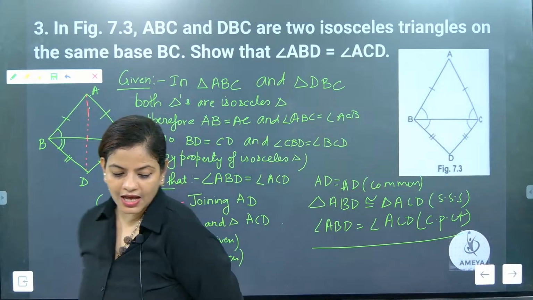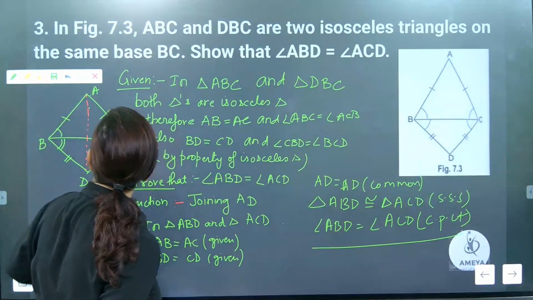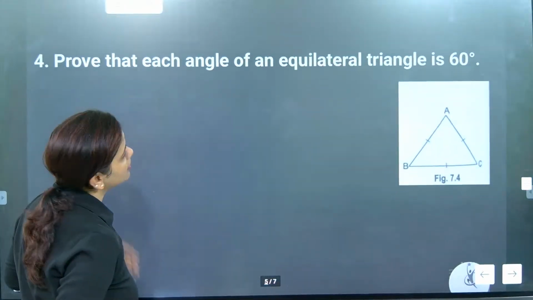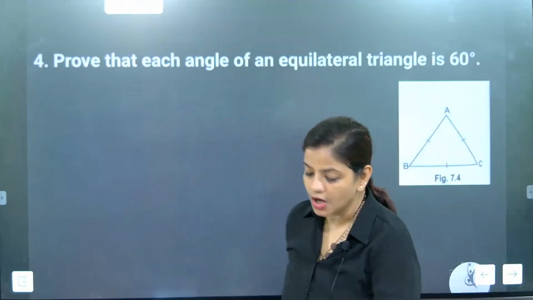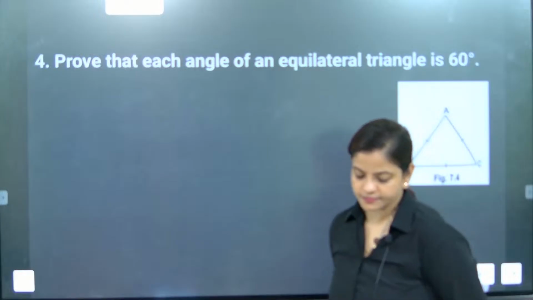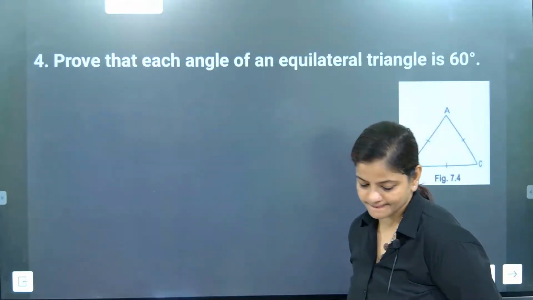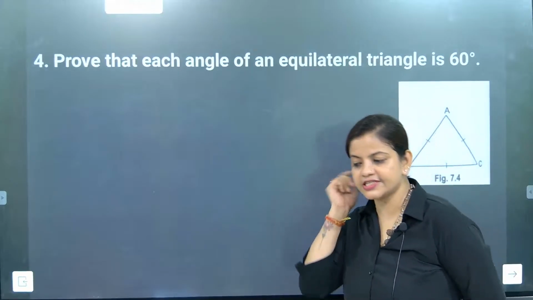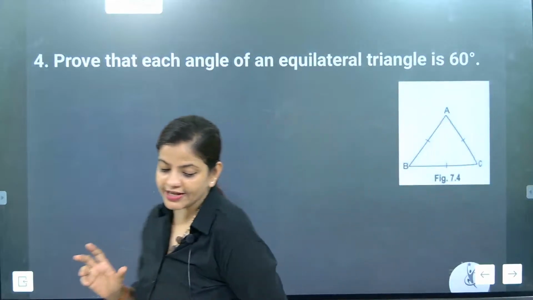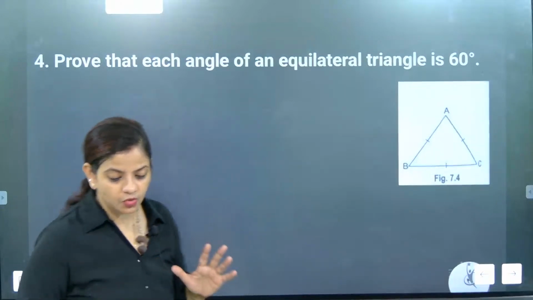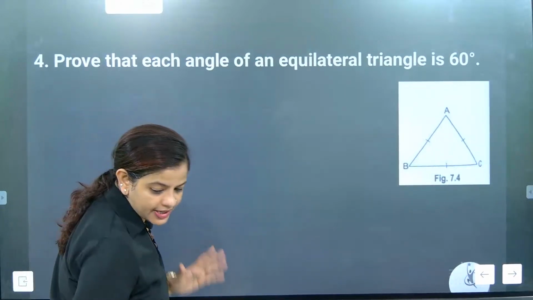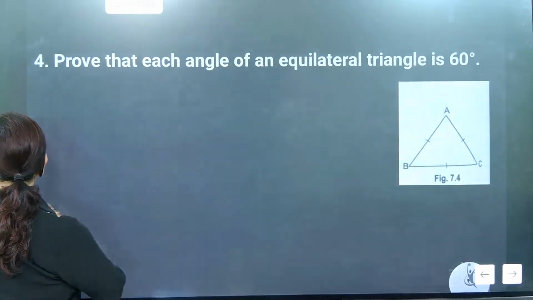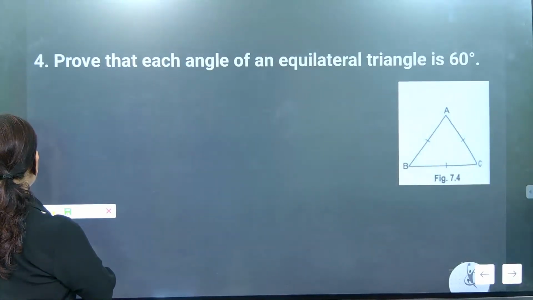Okay, so now last question for today. Let's go for the last question of today. This is a very good question. Prove that each angle of an equilateral triangle is 60 degrees. So now you need to prove that each angle of a triangle is 60 degrees. There is no big rule here. A very simple technique is there that you need to prove it. No big rules, nothing. We will try to solve it in a simpler way.